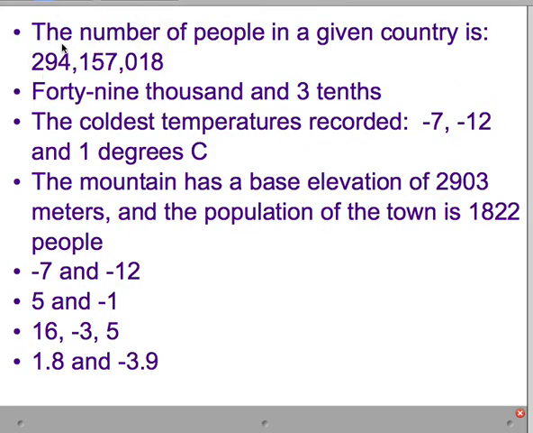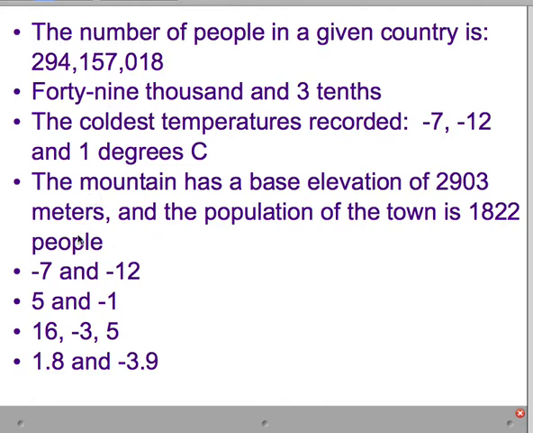So the first question is I gave you the population of the people in a given country, and I asked you which digit was in the 10 millions place, and you all shared 9. And then I gave you this number in words and asked you to write it out, and I heard you say 49000.3. And I gave you these temperatures and had you think of what double inequality could represent it, and I heard -12 is less than -7, which is less than 1.